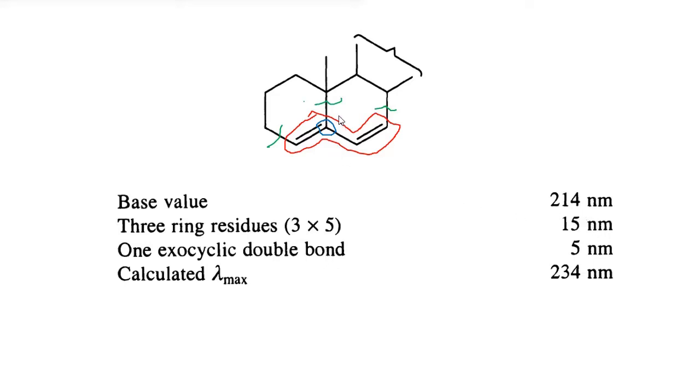Then you can see, with respect to this ring, an exocyclic conjugated double bond is present, which is marked in blue circle. This is projected outside this ring. With respect to this ring, it is an exocyclic conjugated double bond. So another 5 nanometer is to be added, so that our calculated value becomes 234 nanometer. So the calculated lambda max for this molecule is 234 nanometer. Okay.